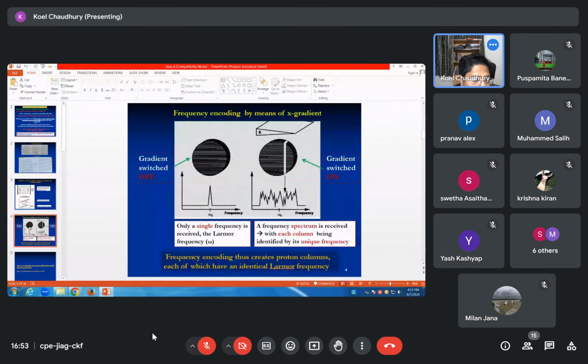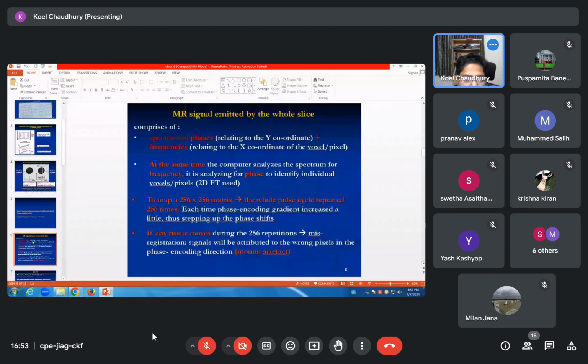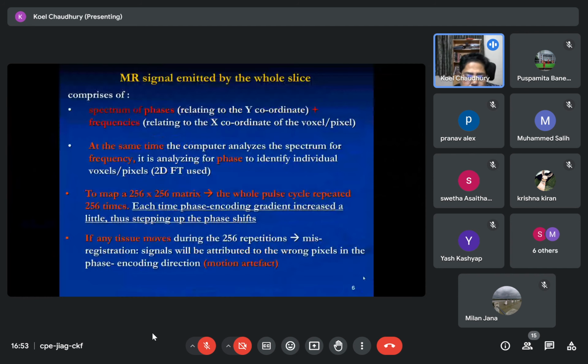Okay. Now, that's what is written here. Can you all see this? To map a 256 by 256 matrix, the whole pulse cycle is repeated 256 times. Pulse cycle is nothing but 90, 180 degree, TE, again TR, 90, 180 degree, TE, again TR. Each time the phase encoding gradient or GY is increased a little.